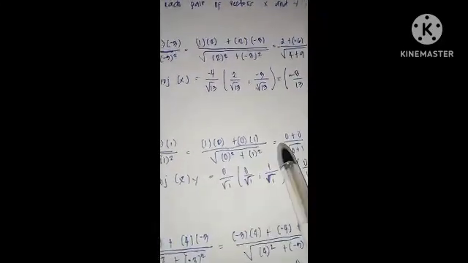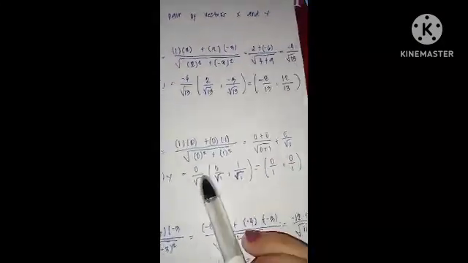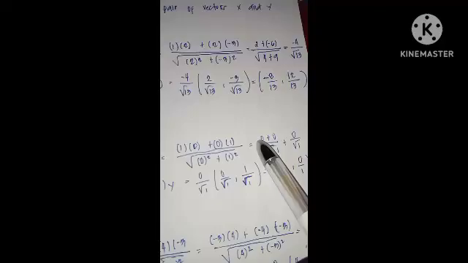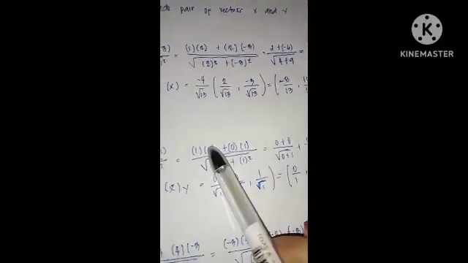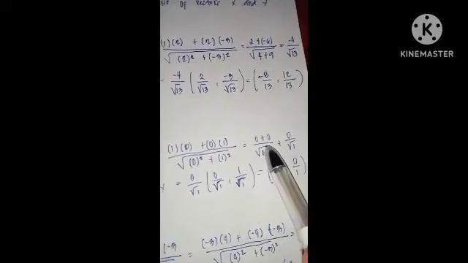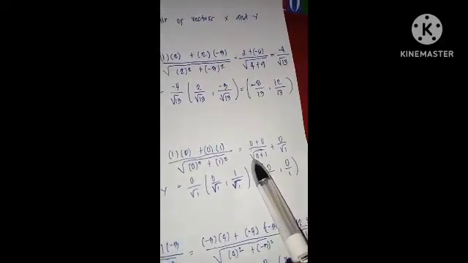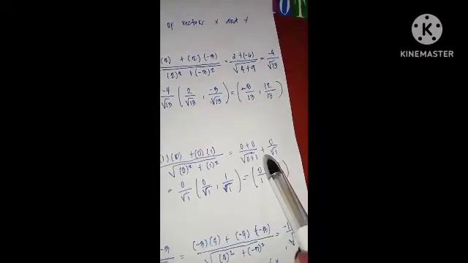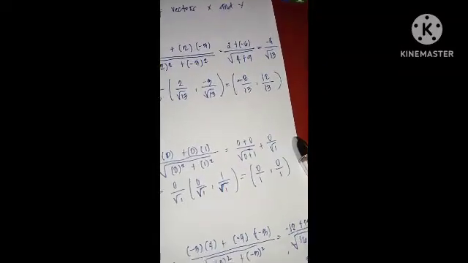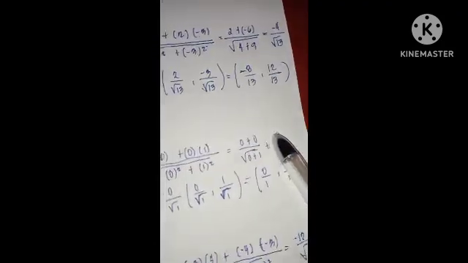So over the square root of 0 to the power of 2 plus 1 to the power of 2 equals 0 plus 0. 1 times 0 is equal to 0. 0 times 1 is equal to 0. So 0 plus 0 is equal to 0. And the square root of 0 plus 1 is equal to the square root of 1.